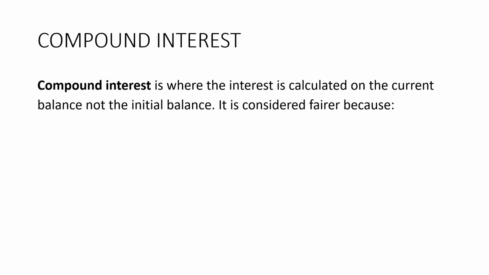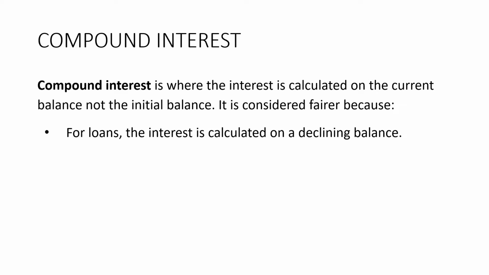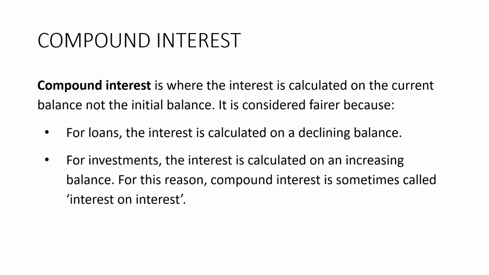Now compound interest is where the interest is calculated on the current balance, not on the initial balance, and it's considered fairer because for loans the interest is calculated on a declining balance, so the more you pay off the less you owe. See, with simple interest it's always calculated on the amount that you borrowed. With investments, the interest is calculated on an increasing balance. So you get some interest, you put it in the bank and your balance increases. And so for this reason, compound interest is sometimes called interest on interest.